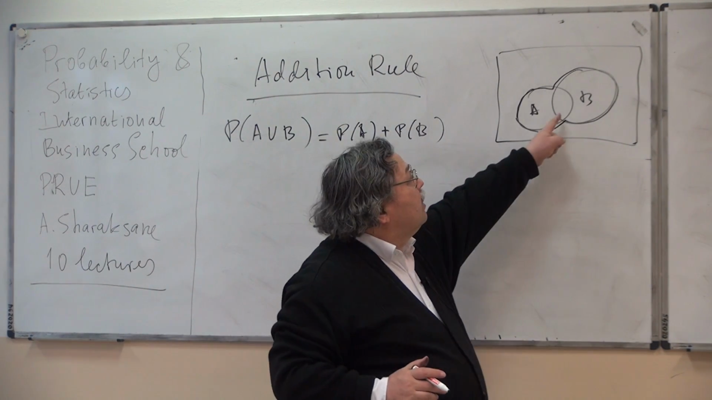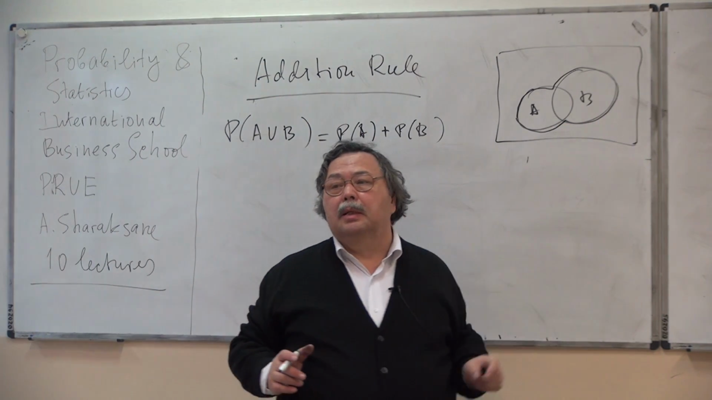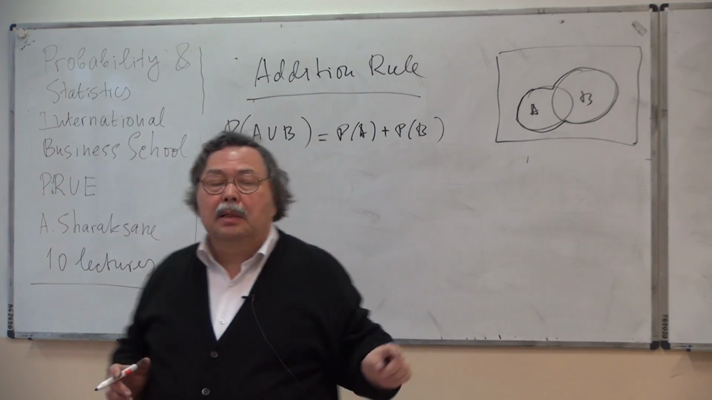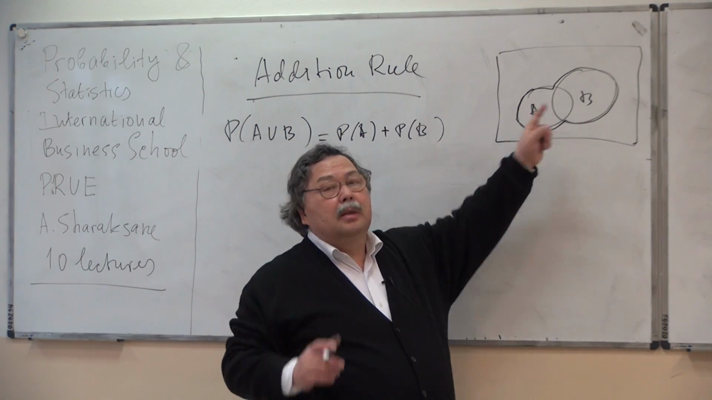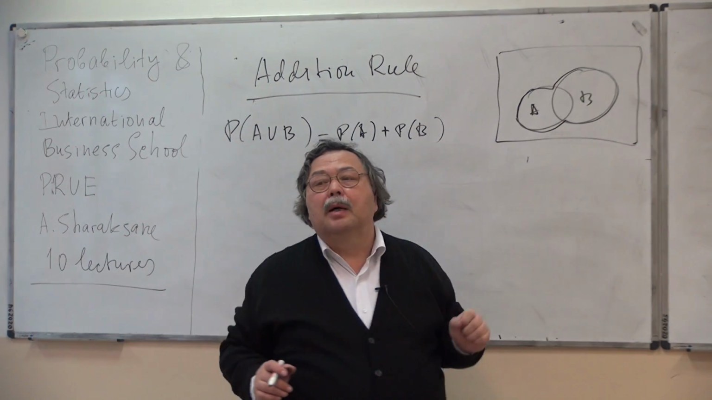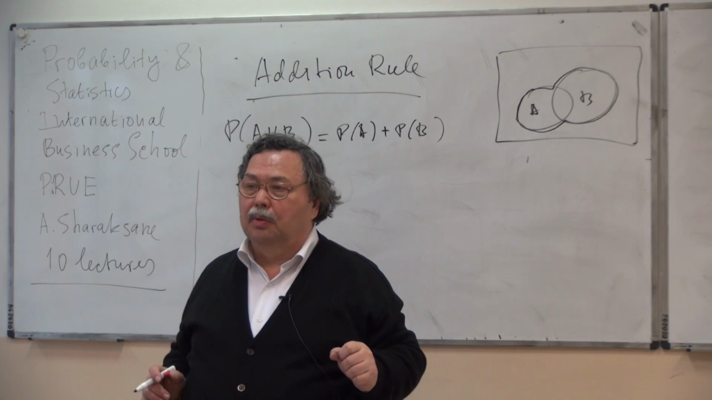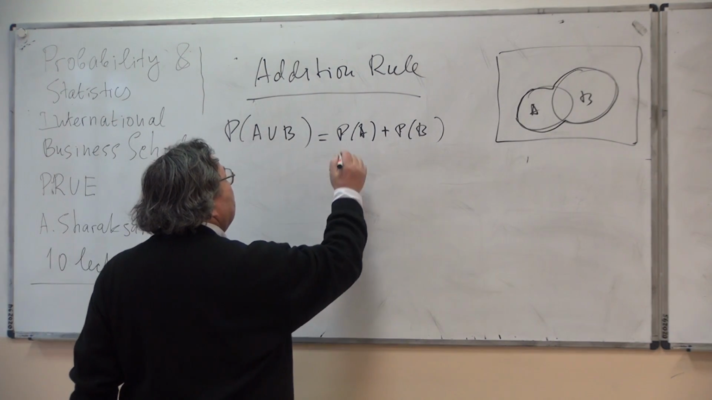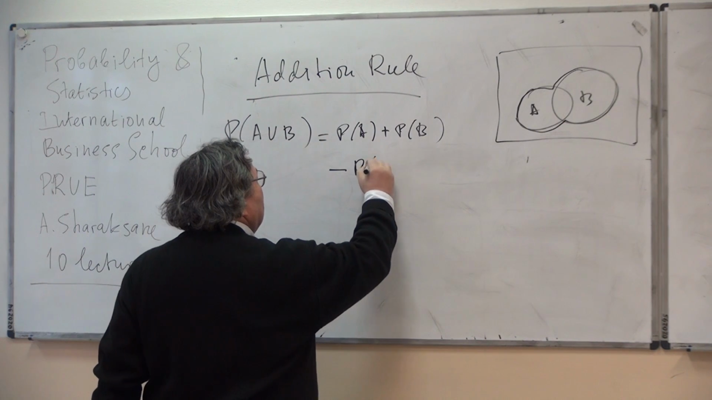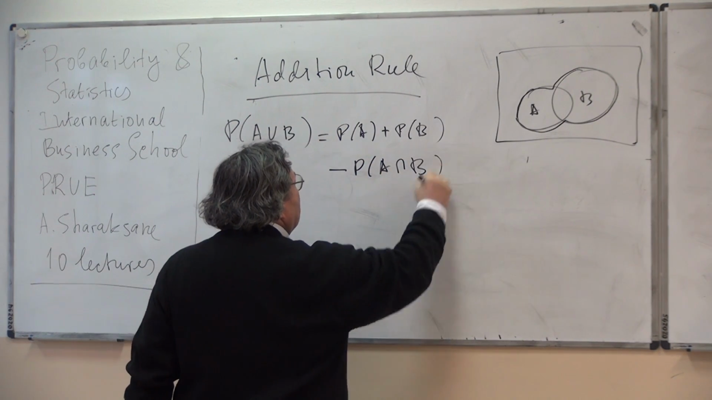The problem is this section, A intersect B. If we just add up P of A and P of B, the probability of this middle section will be counted twice. And this is the problem. Okay? So the right formula is this: P of A plus P of B minus P of A intersect B.